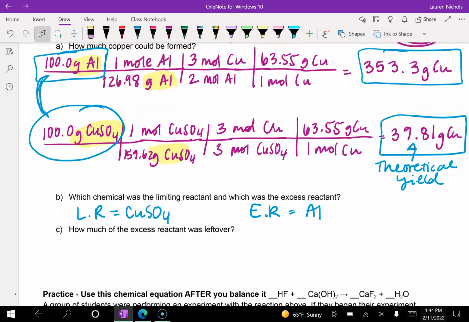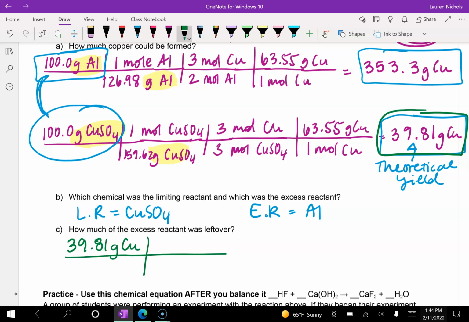So what we do is we say, okay, well, if this amount here is my actual theoretical yield, the amount of copper I actually used, you can work backwards to aluminum to find out how much was actually used up. So if we have 39.81 grams of copper, we can work backwards to figure out how many grams of aluminum were actually used in the experiment.